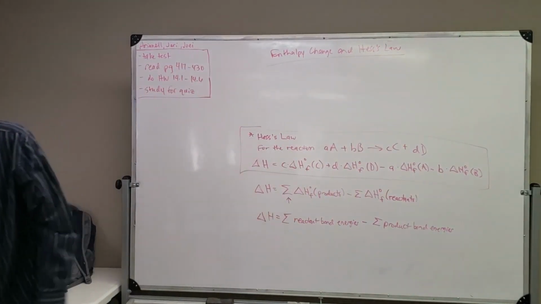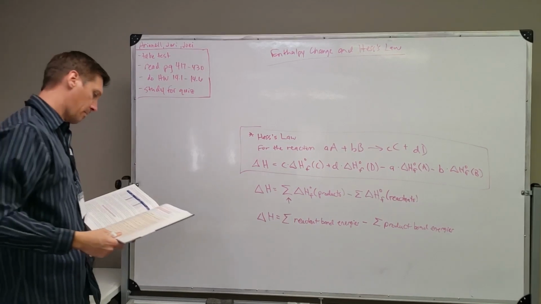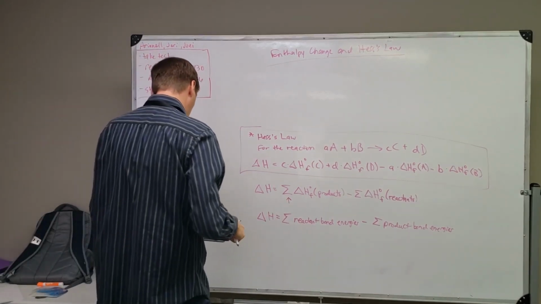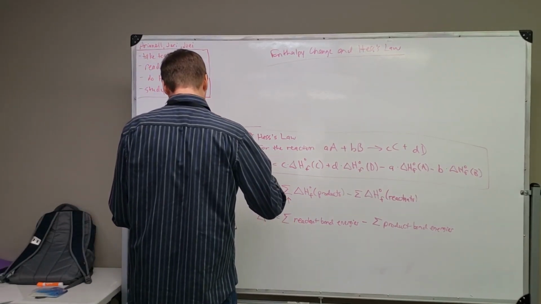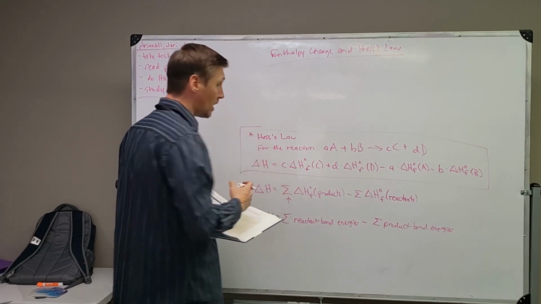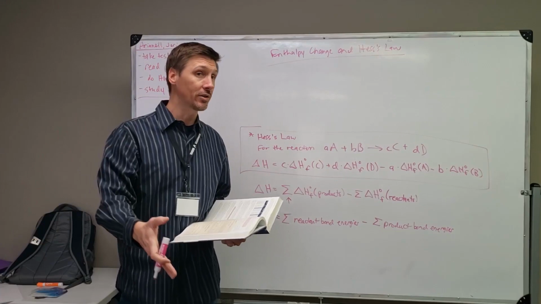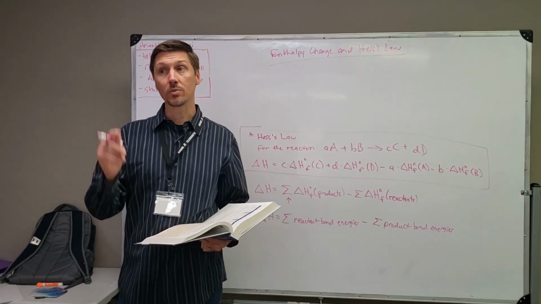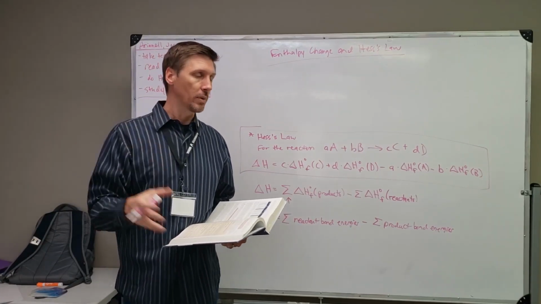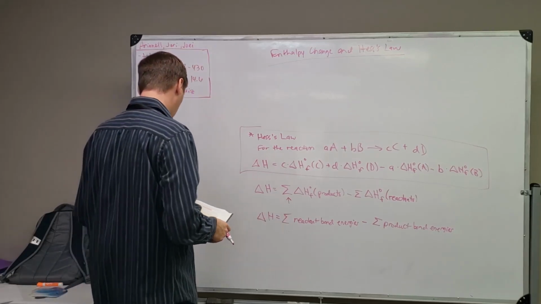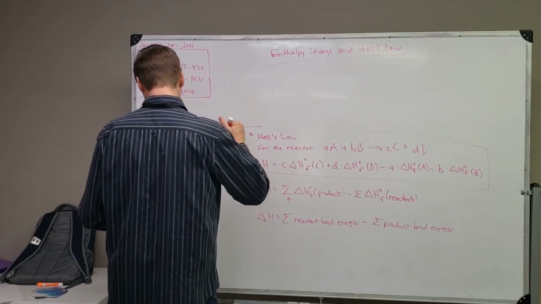These are pretty straightforward and simple. Example 14.2: what is the change in H of the decomposition of hydrogen peroxide at 25 degrees Celsius? The only reason they told us 25 degrees Celsius is to let us know it's standard conditions, right? So that means we can use the standard enthalpy of formation. And then they ask us, is it exothermic or endothermic?